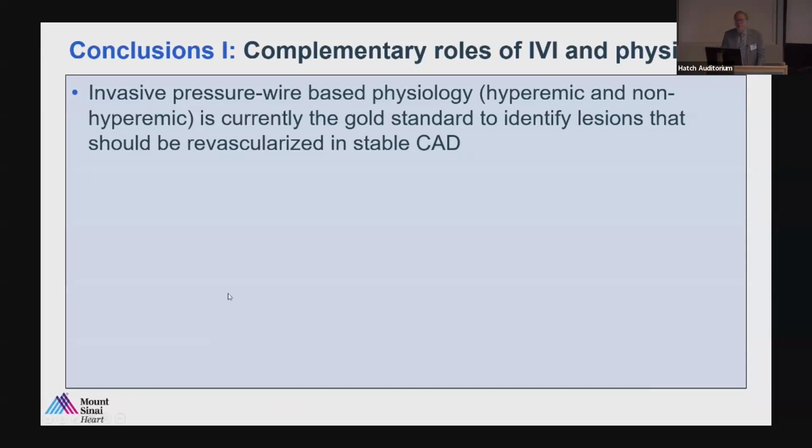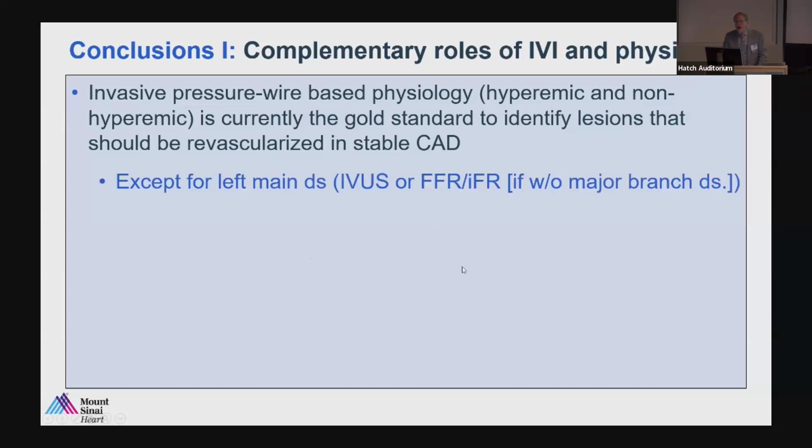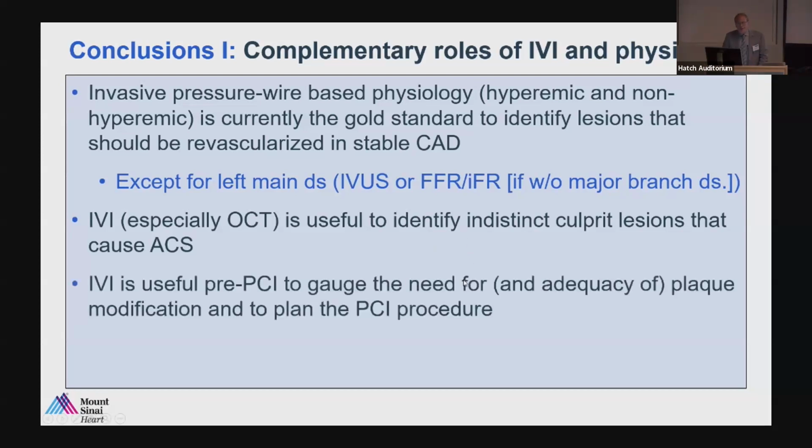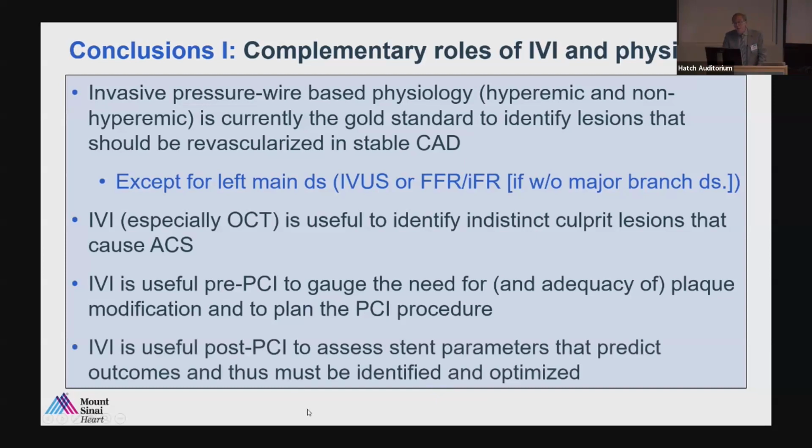Invasive pressure wire-based physiology, both hyperemic and non-hyperemic, is currently the gold standard to identify lesions that should be revascularized in stable CAD, class 1. The exception is the left main, where either IVUS or FFR or iFR can be used; FFR, if there's no major branch disease, is probably as good. I didn't show you that data because of time. Intravascular imaging, especially OCT, is useful to identify indistinct culprit lesions that cause ACS. Intravascular imaging is useful before PCI to gauge the need for and adequacy of plaque modification and to plan the PCI procedure. And it's useful post-PCI to assess the stent parameters that predict outcomes, which must be identified and optimized.